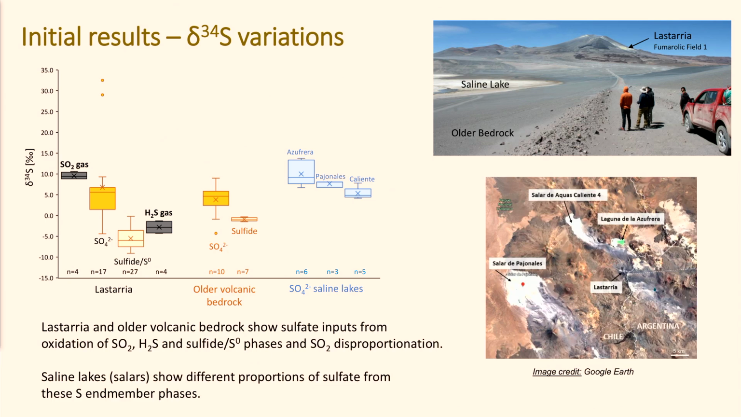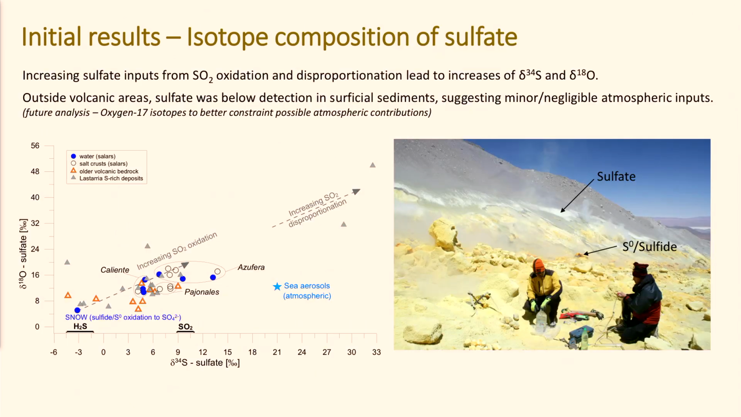But then the inactive salars here had lower delta 34S values, and the lowest were in those places where we have a lot of hydrothermal sulfur-rich mineralization that right now undergoes chemical weathering in interaction with snow and also occasional rain. So it seems that over time, you increase the contribution of sulfide from oxidation of those hydrothermal sulfur deposits. We also had some samples that had very high delta 34S values that were indicative of SO2 disproportionation, but it seems that this is a minor source and it was pretty far away from other samples.